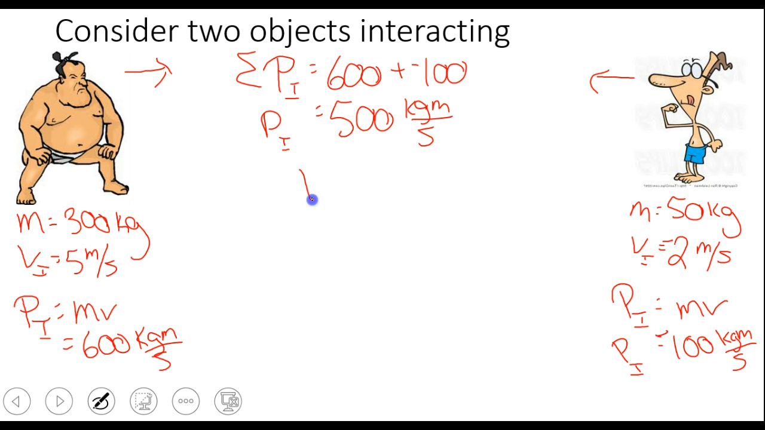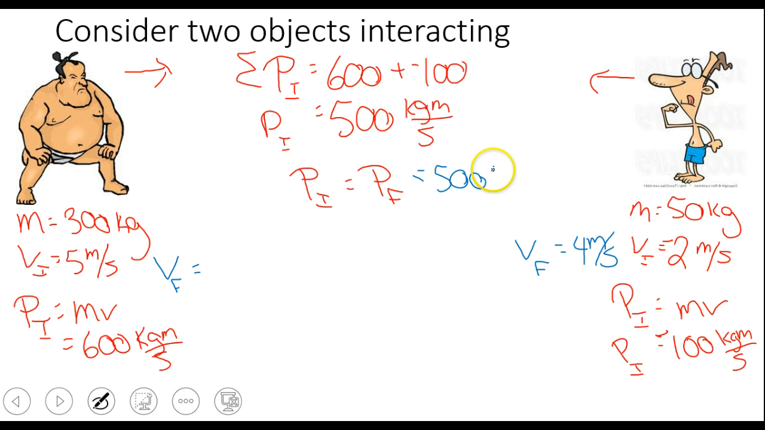Because of the law of conservation of momentum, I know that the initial momentum is going to be equal to the final momentum of the system. So let's say these two guys run into each other and they bounce off one another. I know that the initial total momentum of the system is 500 kilogram meters per second, and so that's got to be the final momentum. Let's say I measure the small guy to be moving after this collision to the right at 4 meters per second, and let's say that I want to know the final velocity of our sumo wrestler. Okay?